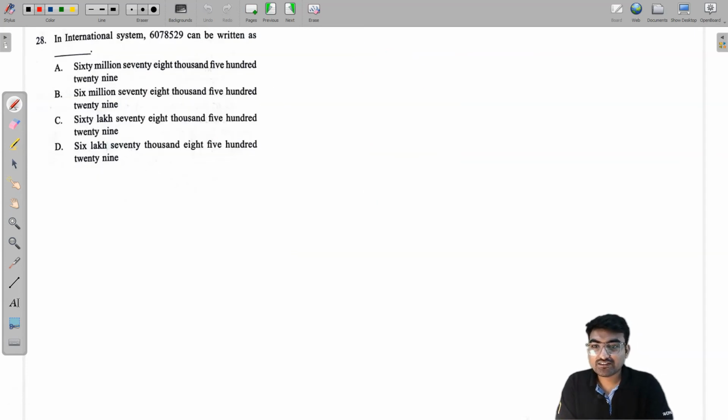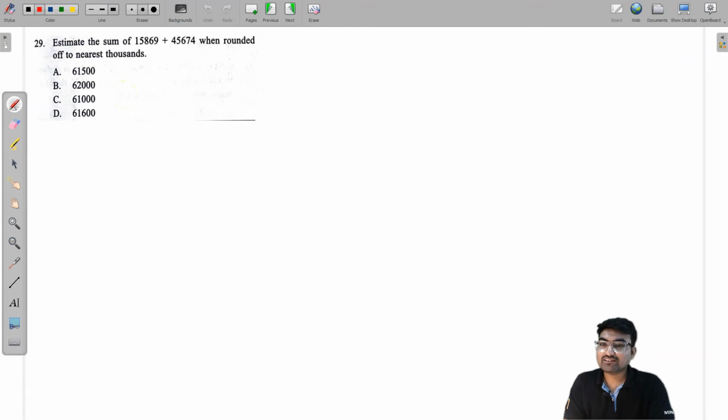In international system, 6078. Okay, so just in how international system works, comma after 3 letters, again comma after 3 letters. So it will be 6,078,529. So that is option number B.